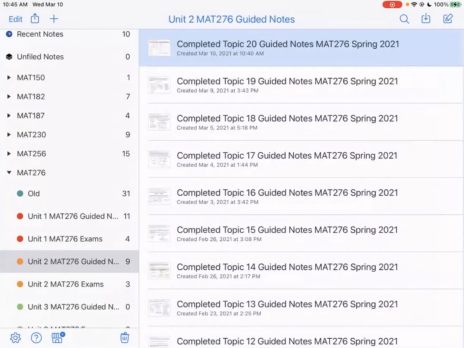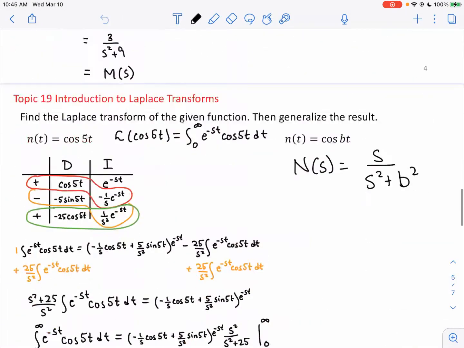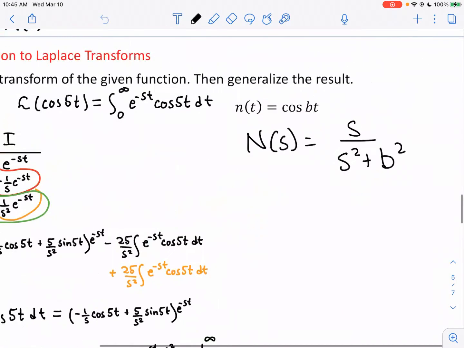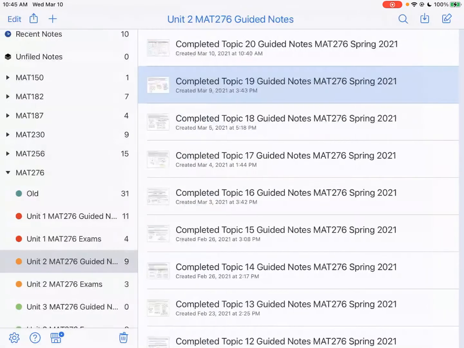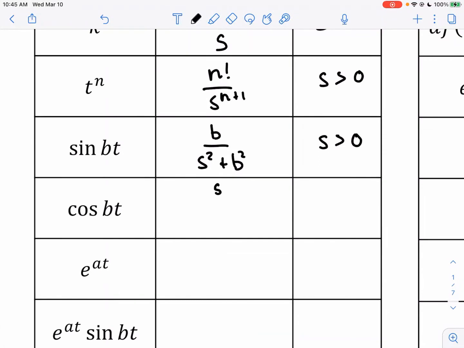Cosine bt. Back to the notes from last topic. Cosine was done right here, and the Laplace transform of cosine bt was s over s squared plus b squared. So we have s over s squared plus b squared. And again, s had to be positive for this one.